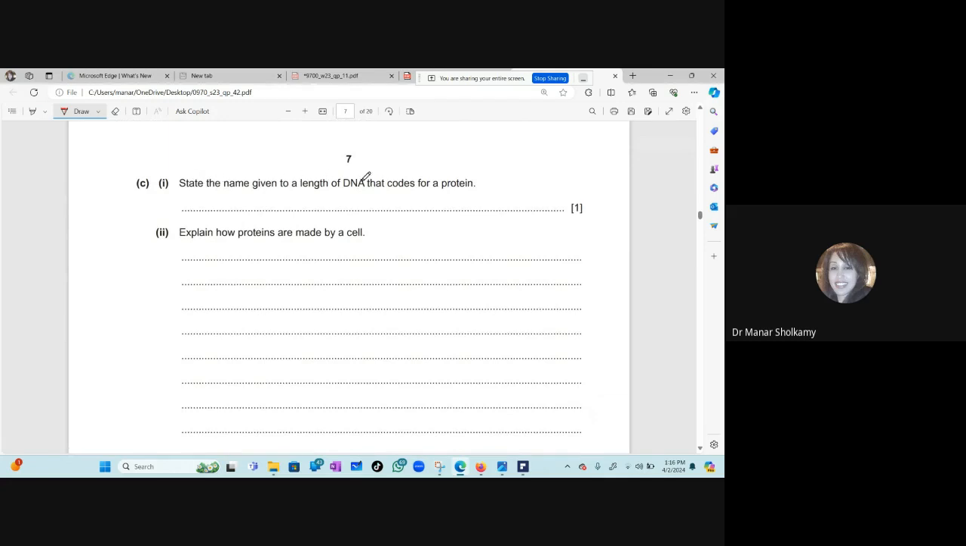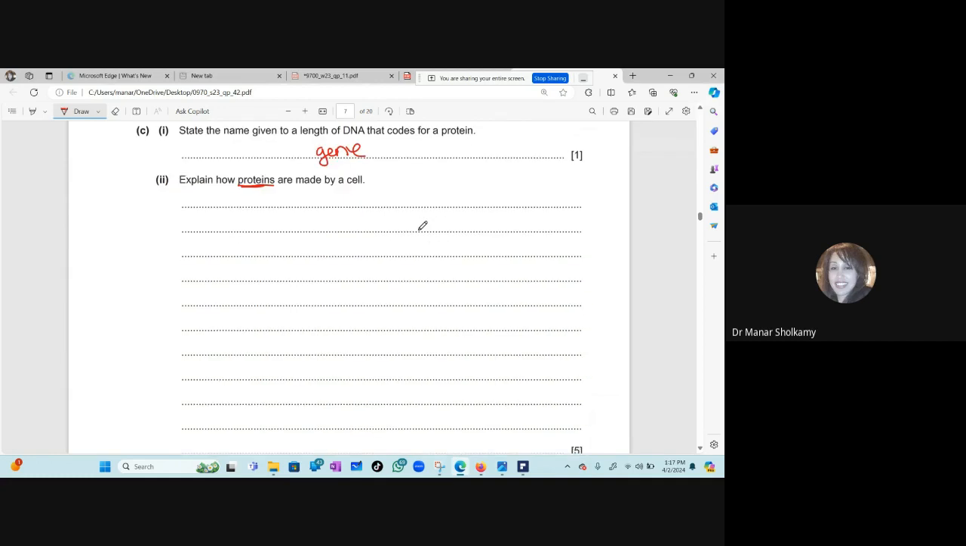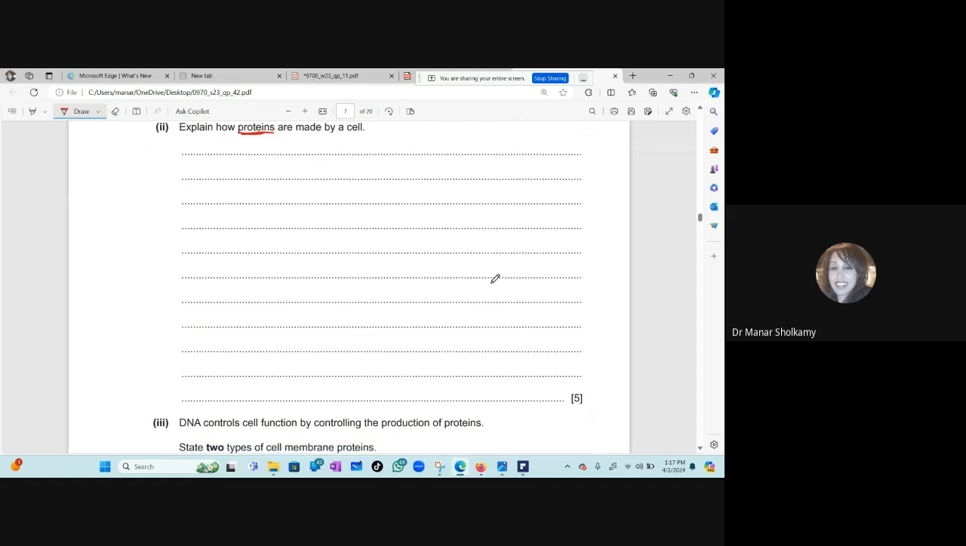State the name given to a length of DNA that codes for a protein. That is easy. Gene. Yes, it's a gene. Now explain how proteins are made by a cell. Again, this is a direct question. You studied it, good for you. You did not study it, you lose 5 marks.